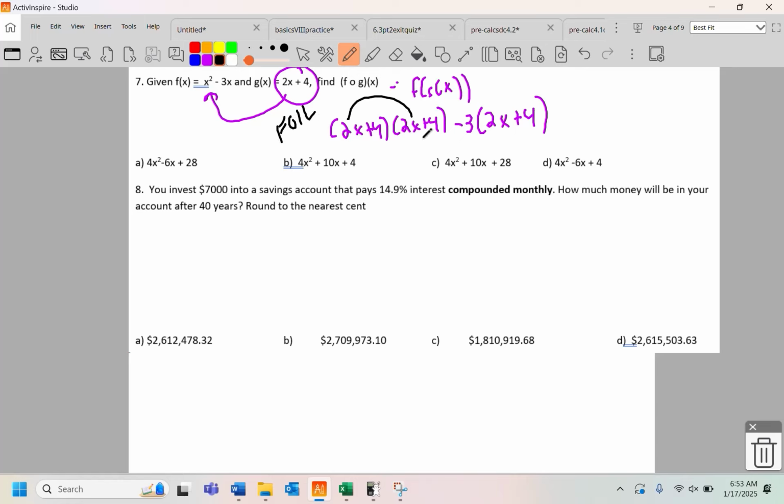2x times 2x is 4x squared. 2x times 4 is plus 8x. 2x times 4 is plus 8x. 4 times 4 is plus 16. Distribute the minus 3: minus 6x minus 12.